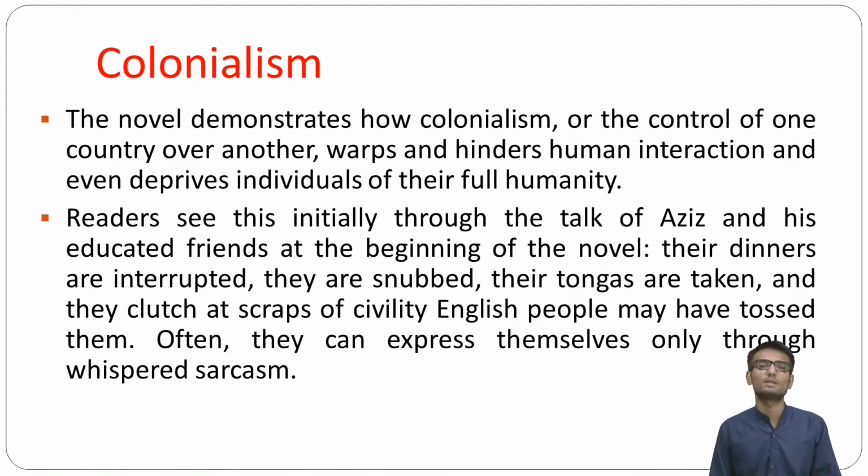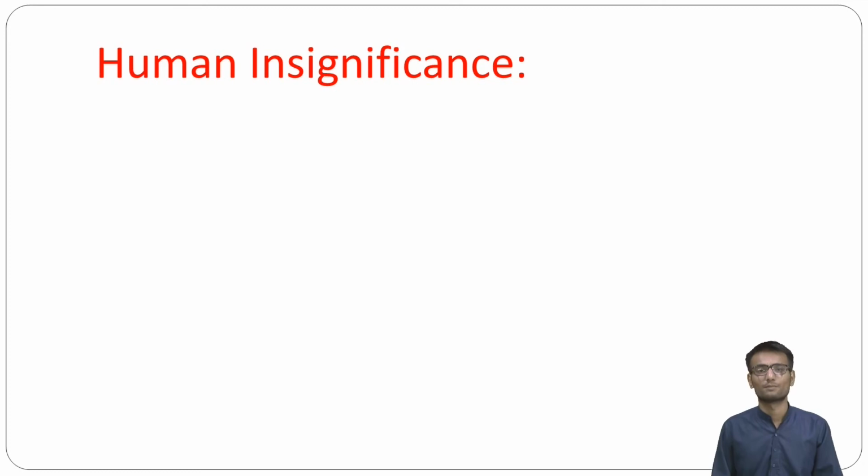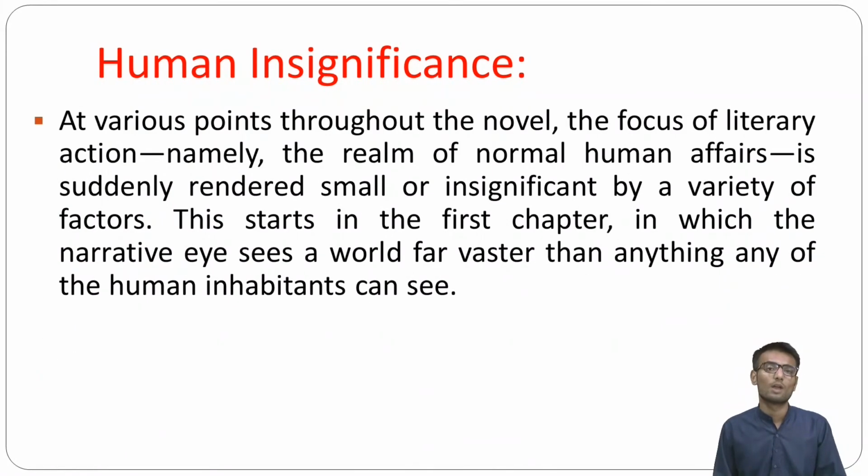Now, let's see another thing which is very important. It shows the human significance. At various points throughout the novel, the focus of literary action, namely the realm of normal human affairs, is suddenly rendered small or insignificant by a variety of factors. This starts in the first chapter, in which the narrative eye sees a world far vaster than anything any of the human inhabitants can see. Then, after readers are absorbed with human affairs for 9 chapters, they are reminded once again in chapter 10 that it matters so little to the majority of living beings what the minority that calls itself human desires or decides.